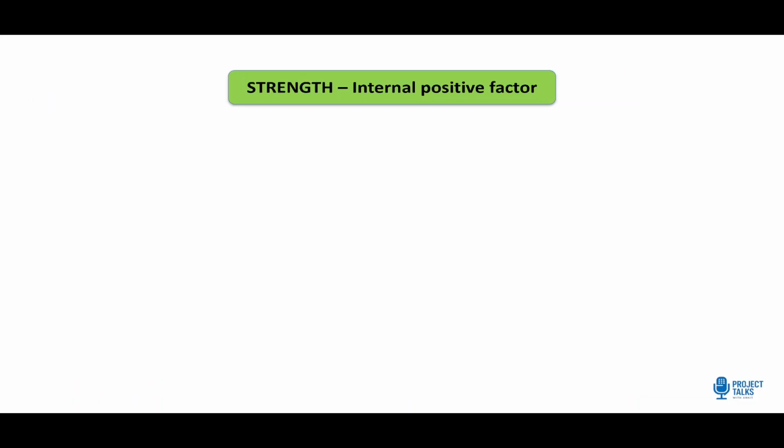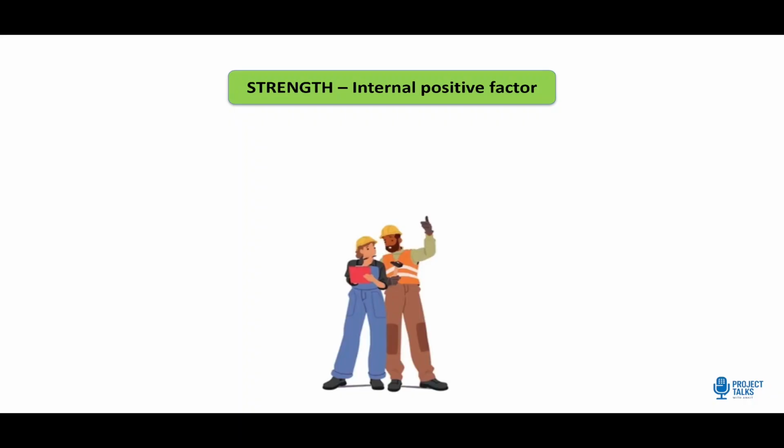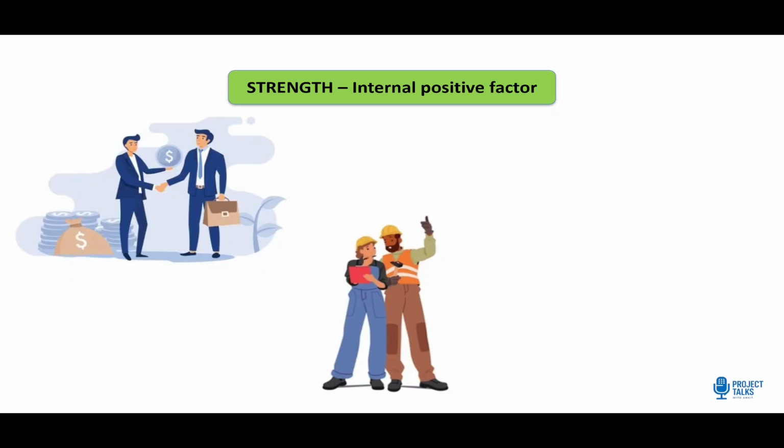Now let's start with strengths. This is the good stuff. These are the things inside our project that give us an edge. For example, maybe you have a rockstar development team that can churn out features quickly. Or maybe leadership is fully backing us, which means fewer roadblocks. And if you are reusing tried and tested code that saves both time and money, strengths are like your project's superpowers. Use them to your advantage.